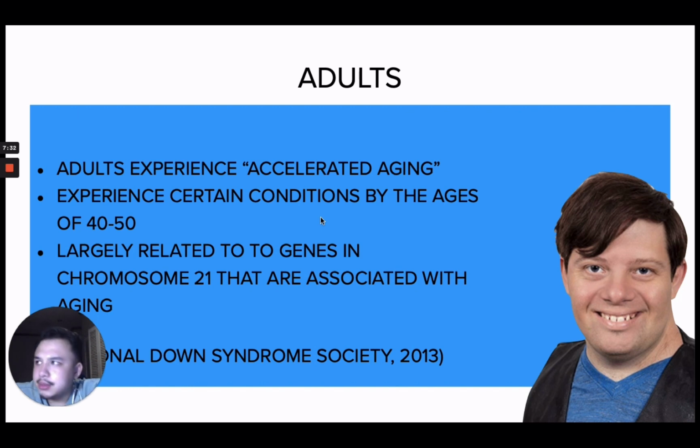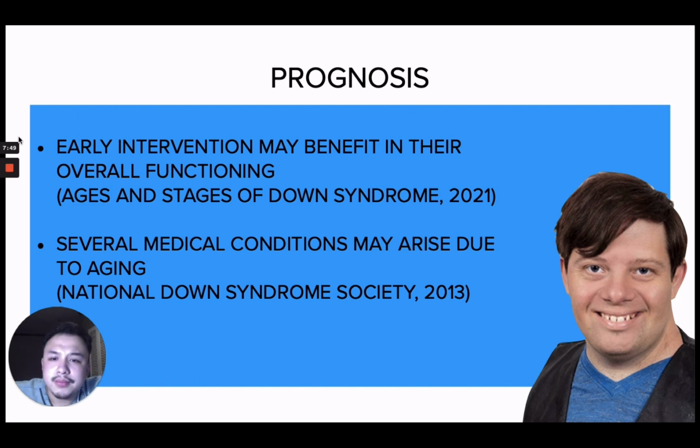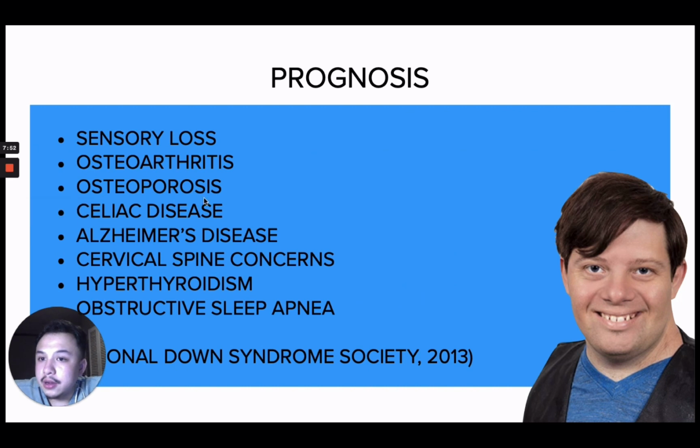Now, what are the certain conditions that individuals within the geriatric population tend to experience? Now, this would be your sensory loss, osteoarthritis, osteoporosis, celiac disease, Alzheimer's disease, cervical spine concerns, hyperthyroidism, and obstructive sleep apnea.